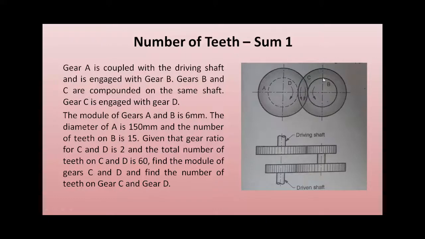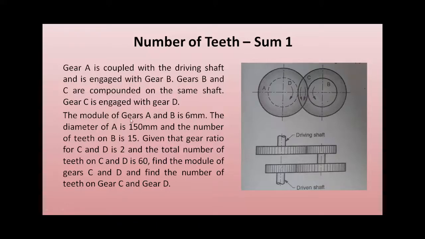Now B is directly compounded to C. See, you can see over here, this is B and this is C. So the RPM of B and RPM of C will be the same. C is then geared to D. So this is our small d. So C is rotating in the anti-clockwise direction, same as B. So D will be rotating in the clockwise direction. And D is our driven shaft.